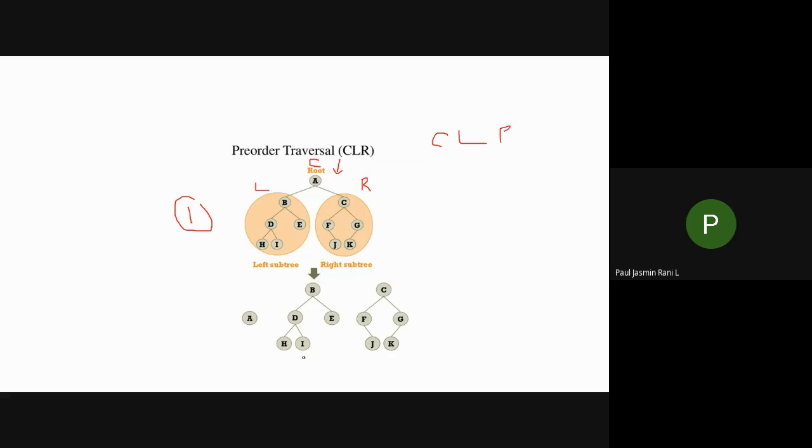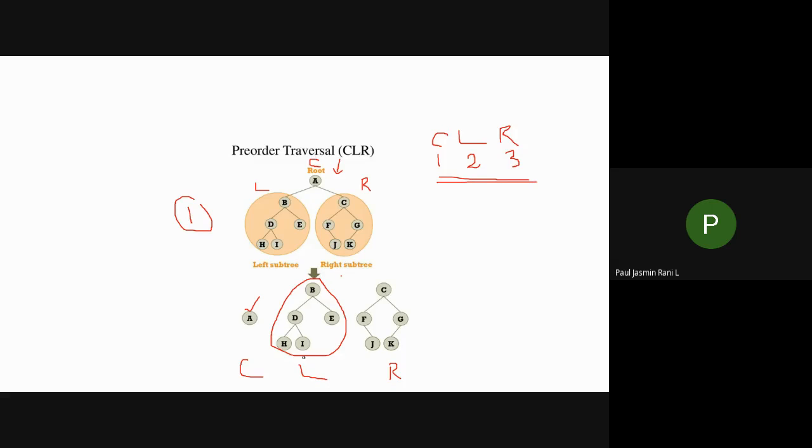First preference you give to your root node, second preference to your left subtree, and third preference to your right subtree. This is the hierarchy you have to follow. After categorizing your left subtree and right subtree, you arrange it in this way, CLR. So this is C, this is L, and this is R. Now what you have to do? You have to print this A and consider the left subtree for your further iteration.